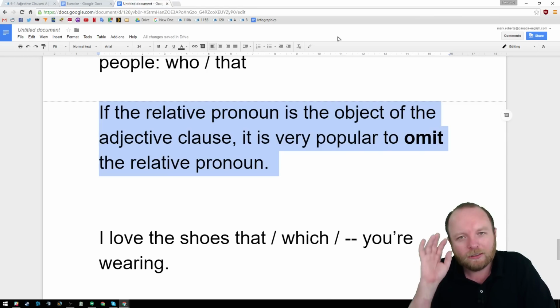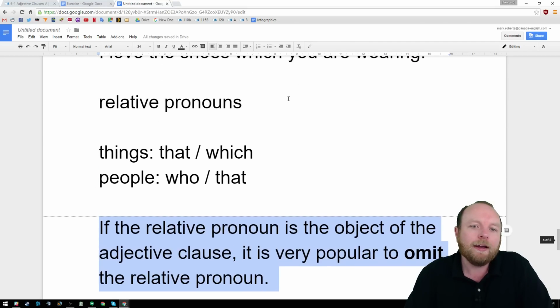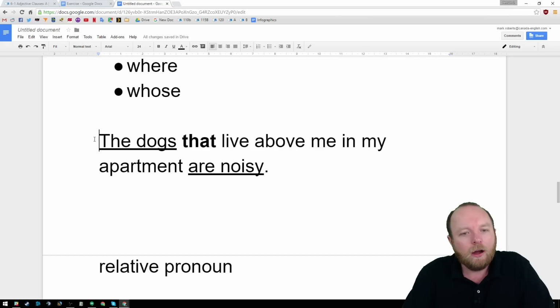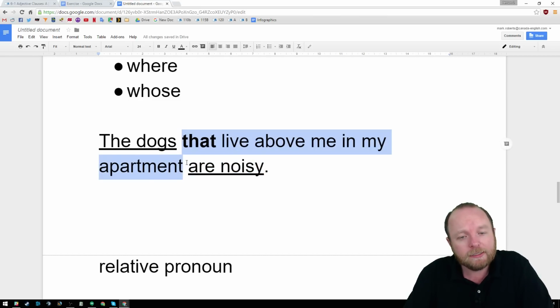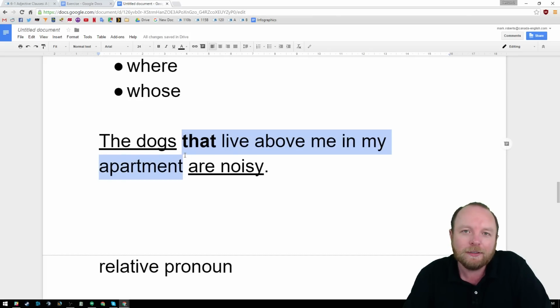Now, I know you guys are not totally sure about this yet. Okay, let's go back to our first example. Remember the dogs example? The dogs that live. Let's first think about what is the main clause. The dogs are noisy. The adjective clause is here. That means the dogs live, right? So here, that is the subject of the adjective clause.